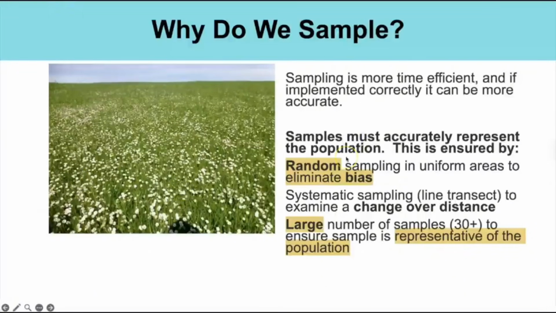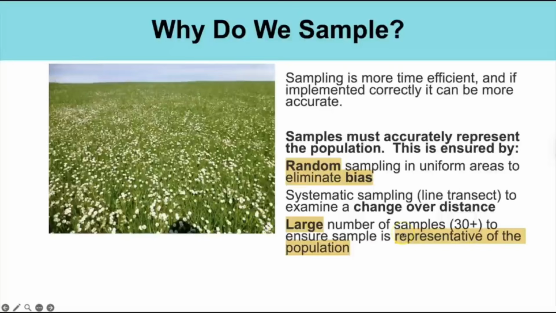So that would mean you have to do random sampling to avoid bias. And that's if it is a uniform area, meaning it's equal distribution. If it's not equally distributed, you do systematic sampling, which is a line transect or belt transect, to examine that change over distance. And then also it has to be a large number of samples to ensure your sample is big enough to accurately represent the population.